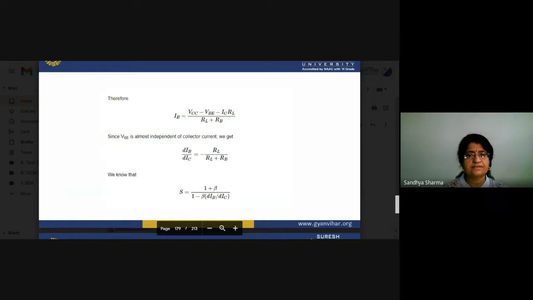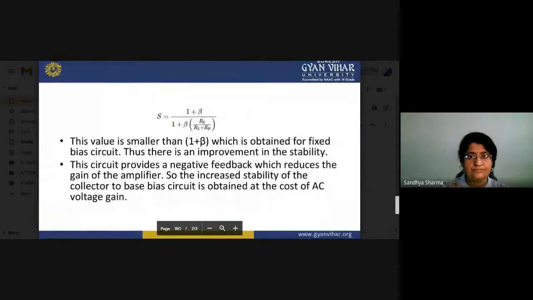So S is the stability factor, and that is equal to 1 plus beta upon 1 minus beta, that is equal to this one. So we can also write it as RL upon RL plus RB. So this value is smaller than 1 plus beta, which is obtained in the fixed bias circuit. So there is an improvement in the stability. This circuit provides a negative feedback which reduces the gain of the amplifier, and so the increased stability of the collector to base bias circuit is obtained at the cost of the AC voltage.